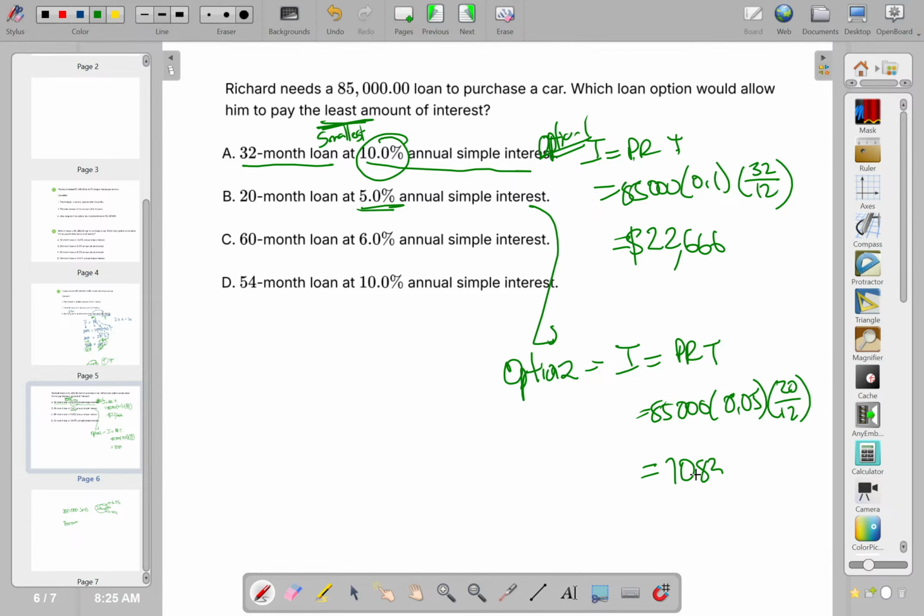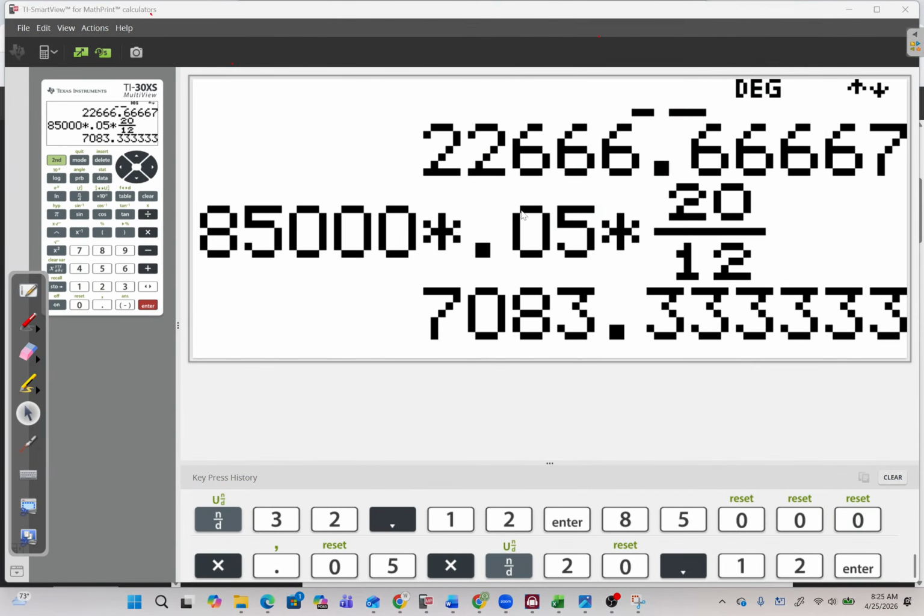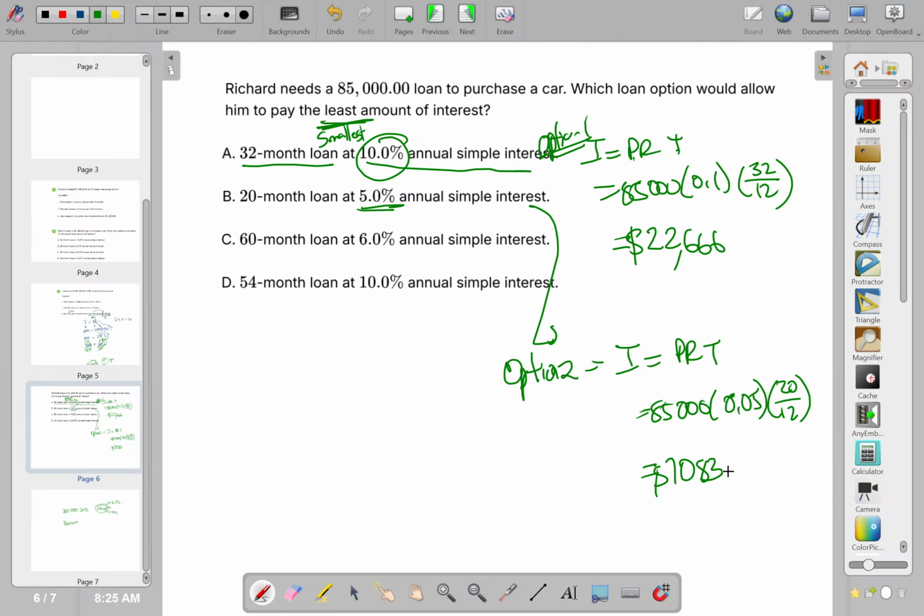7,083, roughly. I'm not going to be very precise here, people. You guys be precise. I'm just getting a rough estimate. I'm showcasing to you guys how to use simple interest quickly. Let's go to the third option. Third option says 85,000 is invested for 60 months under 6% simple interest.